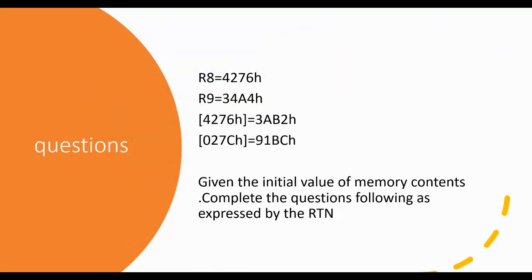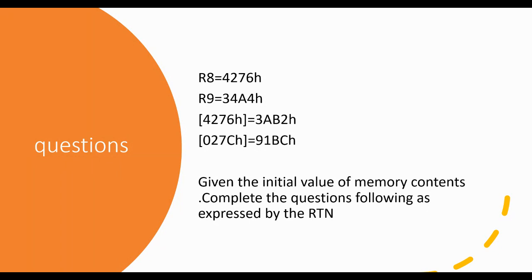Now let's assume that you have these values. R8 equals 4276 hex, R9 equals 3484. The content pointed to by 4276 is 3AB2 hex, and the content pointed to by 027C is 91BC. Now this thing, I need you guys to be very clear. If you are not very familiar with this topic, please get back to me. I will try to explain it as much as possible.